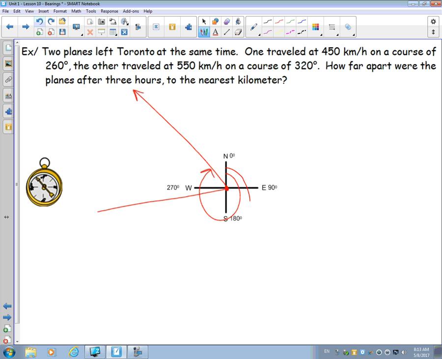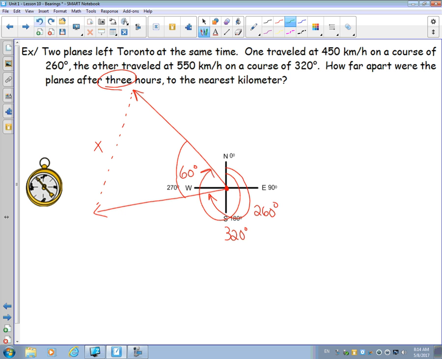Now, if I put those two measurements back into my diagram, I had one of 260, and I have one of 320. Well, the difference between them will be the difference between my two bearings. In other words, 60 degrees in between them. One went 60 more than the other. That's kind of handy. I know the angle between them. I want to know how far apart they are. There's my x.